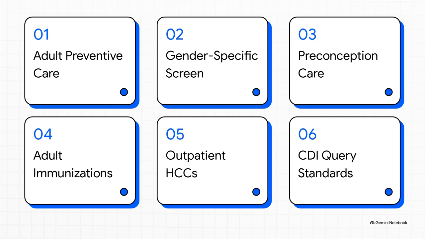Here's our roadmap for this session. We'll quickly hit the foundations of adult preventive care, dive into gender-specific screening standards, and then cover preconception care guidelines. After that, we'll look at adult immunization schedules, outpatient risk adjustment HCCs, and wrap it all up with compliant CDI query standards. Let's get moving.